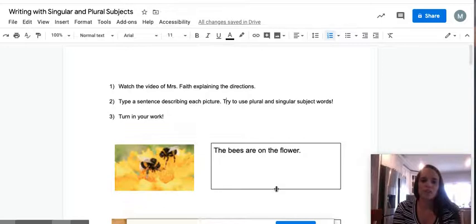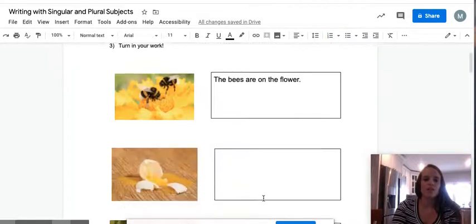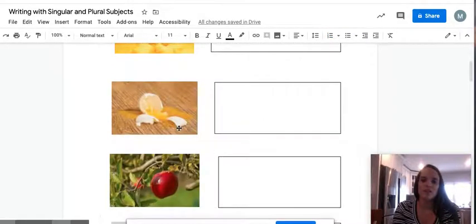Next, you're going to scroll down and look at the next few pictures. This is a picture of one egg that's cracked. So think of a sentence that describes the egg. Make sure that you have a capital letter at the beginning, you have a stop sign at the end, and any commas or connector words that you might need.